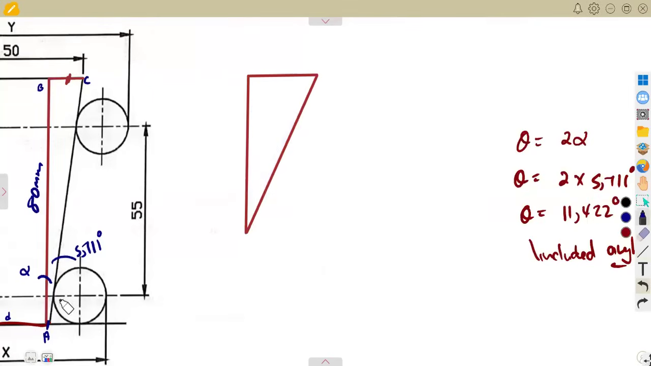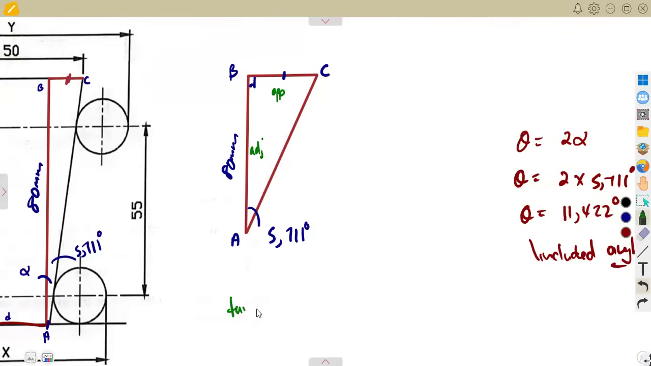So this is the triangle from A to B to C. This is our A, this is our B, this is our C, and it's a right angle triangle. From A to B is 80 millimeters, and this angle is our alpha, not theta. Theta is the included angle, but we need alpha from the taper, which was 5.711 degrees. So you can calculate BC, this side here, according to this angle. This will be your opposite, and AB is going to be the adjacent.